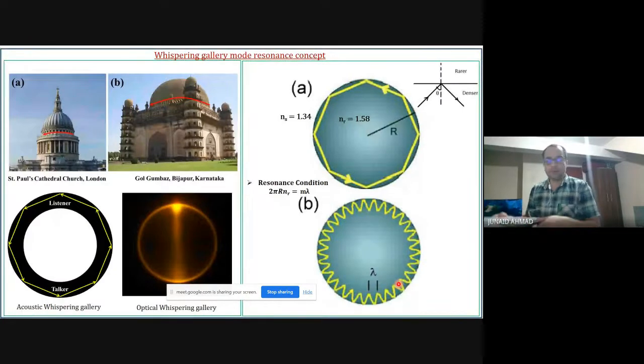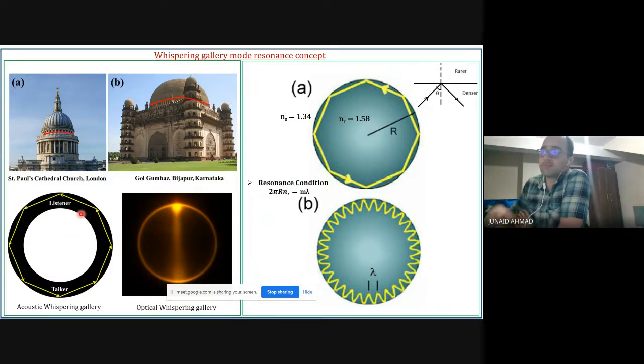So far, whispering gallery modes have been studied in different structures. Historically, it was Lord Rayleigh who first, in the 19th century, studied whispering gallery modes from acoustic waves in St. Paul's Cathedral Church in London, where a talker speaks something here and the sound resonates around the walls of this structure and could be heard at higher intensity across these positions. So he analyzed these acoustic waves and gave the name whispering gallery mode.